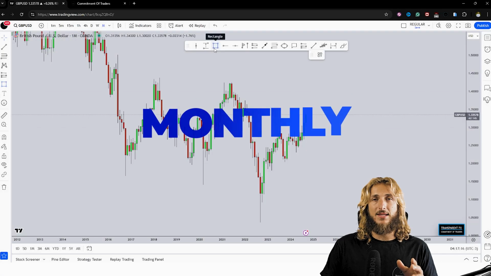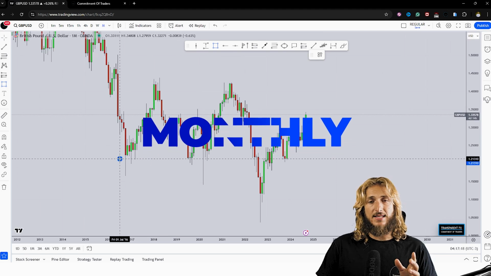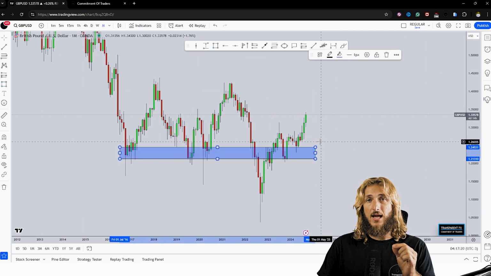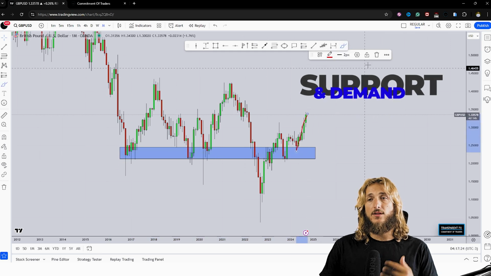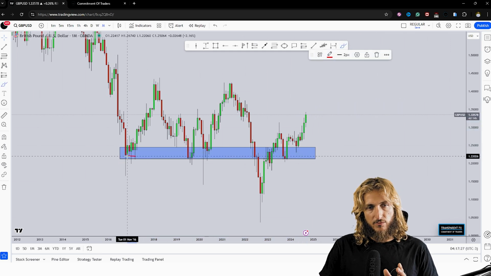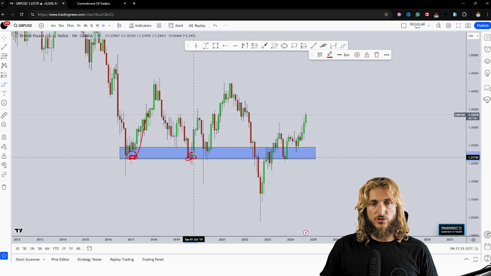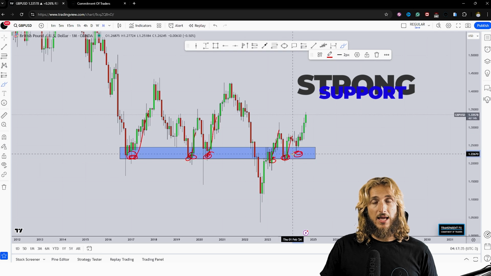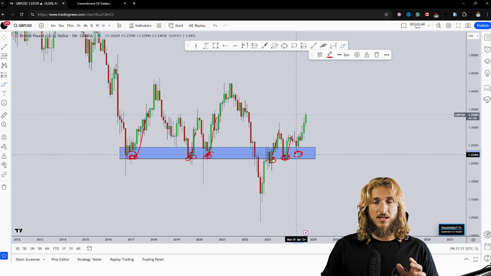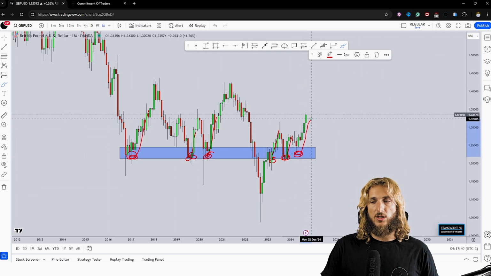Starting here from the monthly time frame, what we can see is that at the moment we have a market which is testing a quite strong historical support and demand area and rejecting it to the upside. In fact, from here, all these previous rejections to the upside have been created. Every time that the market tested this zone, it got rejected to the upside quite aggressively. At the moment, the market is testing this exact same area, has already started rejecting it to the upside.